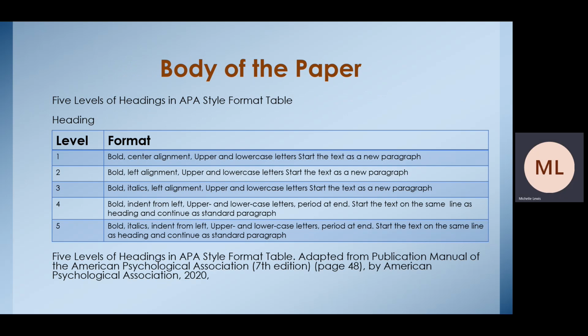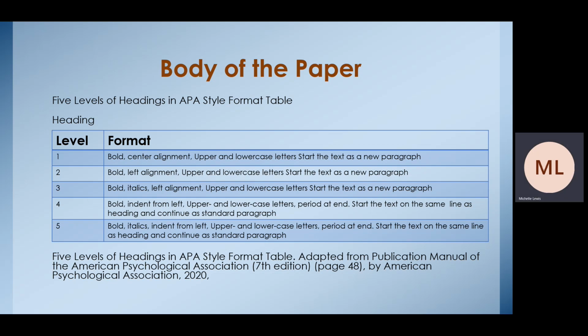Depending on the length of your paper, you may have more than one subheading in the body of the paper. APA format outlines 5 subheading levels and gives instruction on how these should be formatted. So the 5 levels of headings in APA style format table are level 1, and this should be formatted where the information must be bold, center alignment, upper and lowercase letters, start the text as a new paragraph. Your second heading should be bold, left alignment, upper and lowercase letters, start the text at a new paragraph.